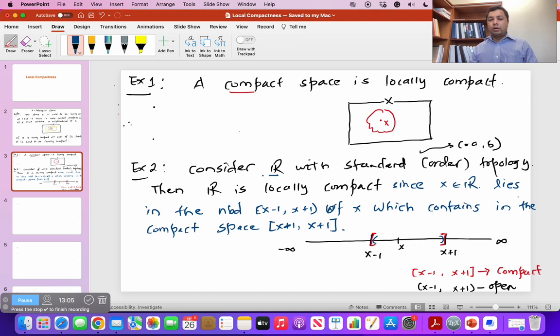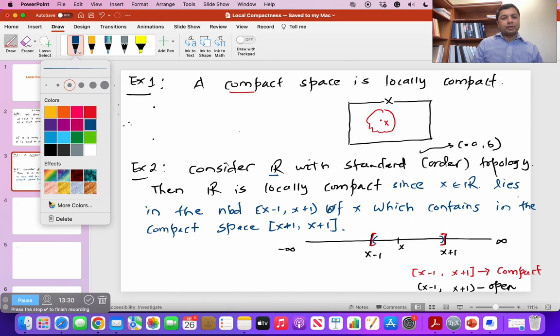So here what I'm trying to say is, since R is a simply ordered set with the least upper bound property, R is locally compact. Not just R. In fact, if you have any simply ordered set with the least upper bound property, then that set or that space is going to be locally compact. So that's our next example.